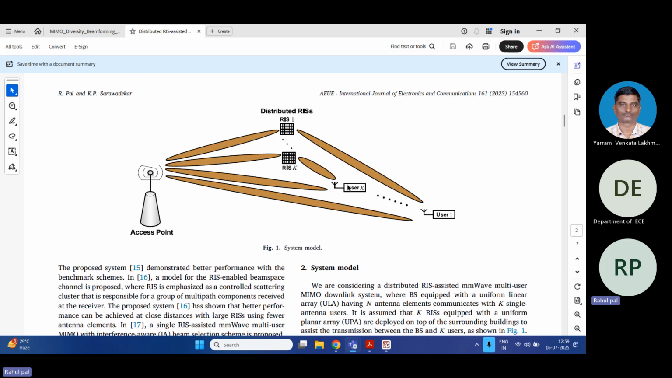So it means we are using two paths for one user. The first path comes directly towards the user. The second one comes through the RIS. This means the base station is serving one user with two beams. So if there are K users, we require 2K beams. Now we have the problem of how to adjust the phases of each RIS so the signal goes towards the user.